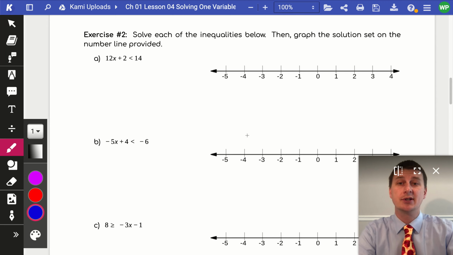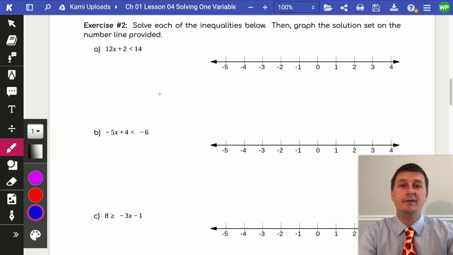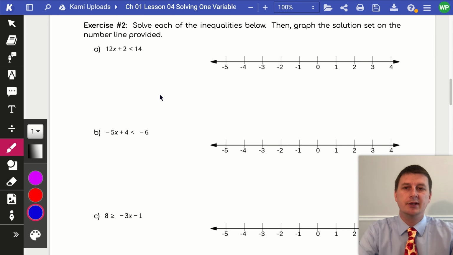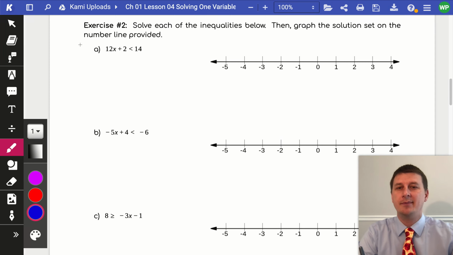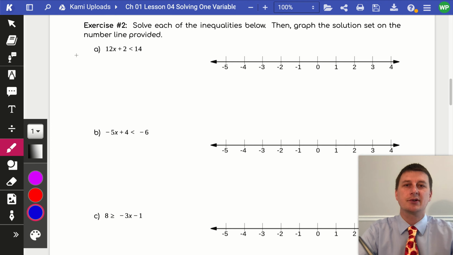In exercise number 2, we have: solve each of the inequalities below. Then graph the solution set on the number line provided. So the first thing we want to do is solve this just like we'd solve a linear equation, involving one little extra step that we should remember from our previous exercise.